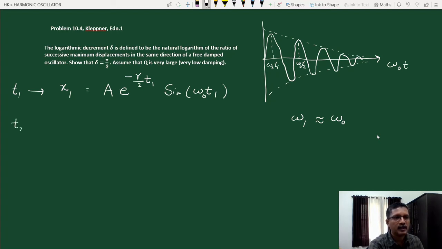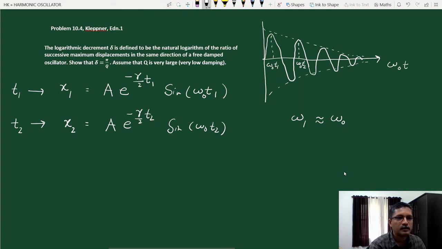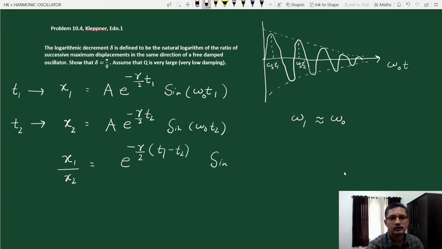And at the time t2, the next maximum occurs, and the maximum displacement is x2. It is e raised to minus gamma by 2 t2 sine omega 0 t2. Let us take the ratio between these two amplitudes, higher amplitude by lower amplitude, x1 by x2. Then A will cancel. We have e raised to minus gamma by 2 into (t1 minus t2), then sine omega 0 t1 by sine omega 0 t2.